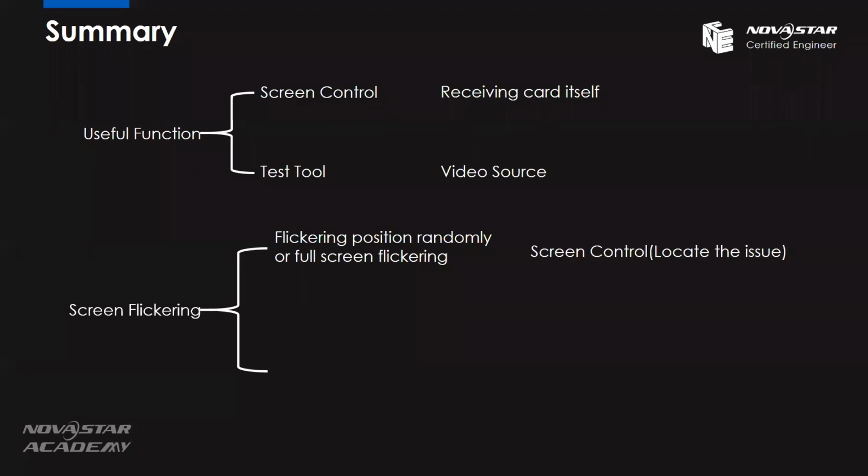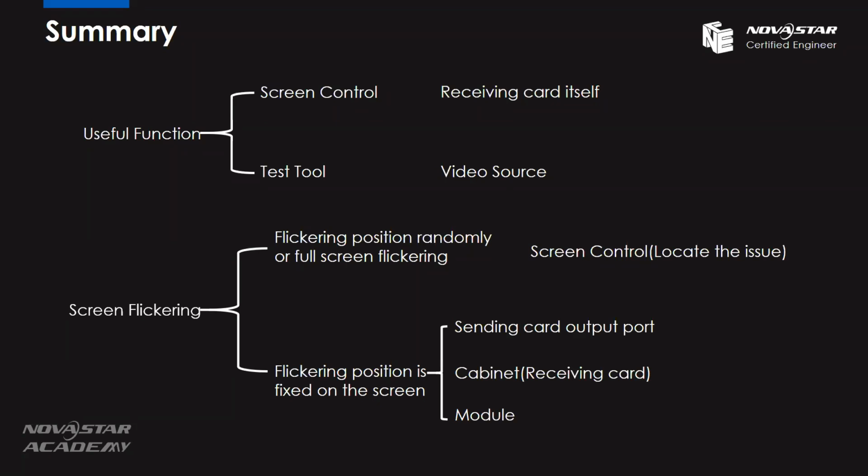And after that, I shared how to troubleshoot the screen flickering. We divide the screen flickering into two different perspectives: whether the flickering position is random or full screen, or whether the position is fixed on the screen. If it's random or full screen flickering, we can use the screen control. And if it's fixed on the screen, we need to locate it in three ways: if it's the sending card output ports, or the cabinet flickering, or the module flickering. We follow the steps, and you can also check the troubleshooting table to locate the issue.